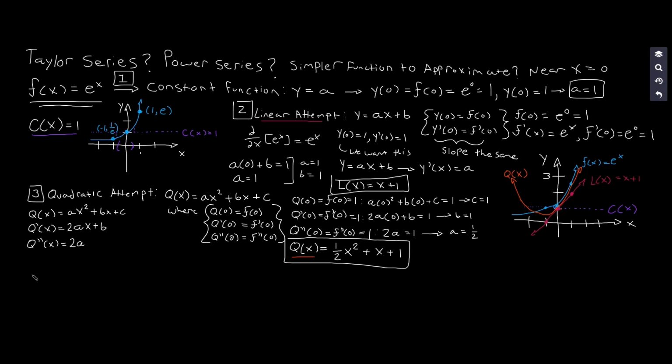We could do a cubic. So this will be attempt 4, and this will be the cubic attempt. Let's write out our standard cubic form. Let's say cu of x for cubic. The cubic will look like this: a times x raised to the third plus b times x raised to the second plus c times x plus d.